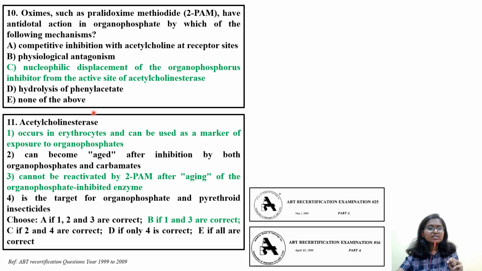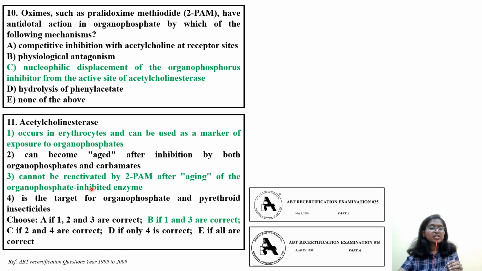and can be used as a marker of exposure to organophosphates. In the initial one question was there, in workers, they are taking the serum. In that serum you have pseudocholinesterase activity observed. Similarly, if you know the concept here, you can apply. So acetylcholinesterase occurs in the erythrocytes and can be used as a marker for exposure to organophosphates.